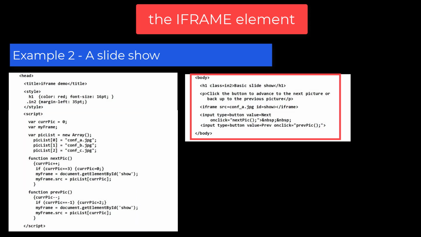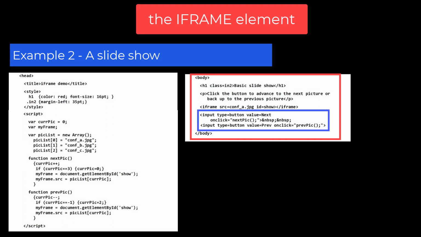Now here's the actual body. H1 class equals intro, basic slideshow. Click the button to advance to the next picture or back up to the previous picture. iframe src equals conf_a.jpg, id equals show. So we're going to start with conference room A, and we have given it an ID so that we can reference it in our document.getElementById code. And then a couple of buttons.